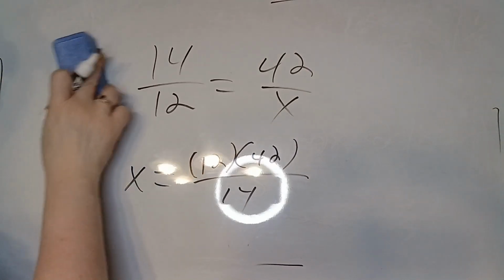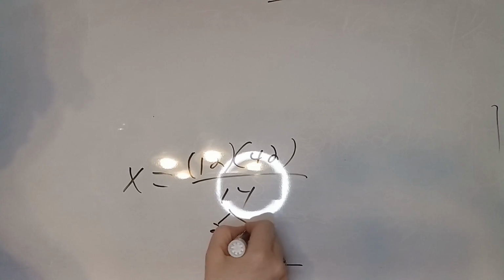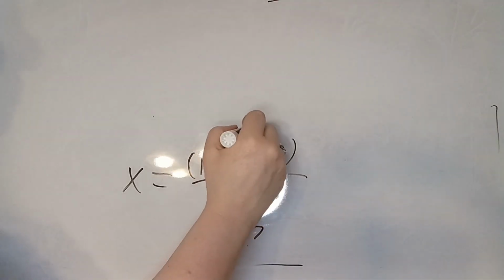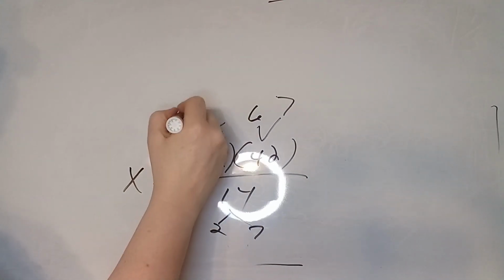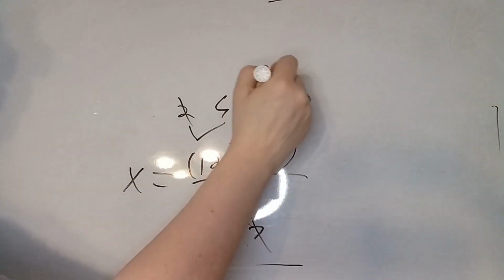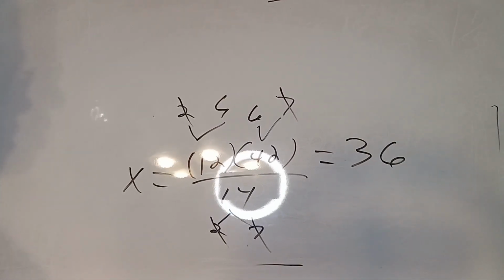Okay, now let's split things up. This 14 is 2 times 7. That's all the more we can do with it. 42 is 6 times 7, and 12 is 2 times 6. So we can cancel the 2 and the 7, and then we have 6 times 6 is 36.